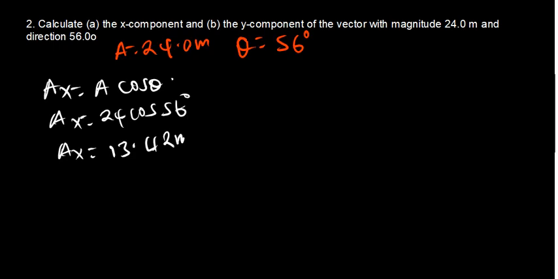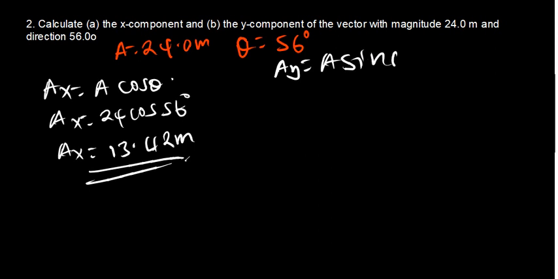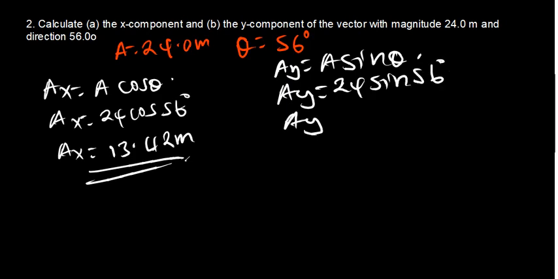13.42 meters. That is our x component. Then now our ay is going to be A sine theta. Our A is 24 sine 56. So what will be our ay? Those having calculators. 19.8969. 19.8969 meters.